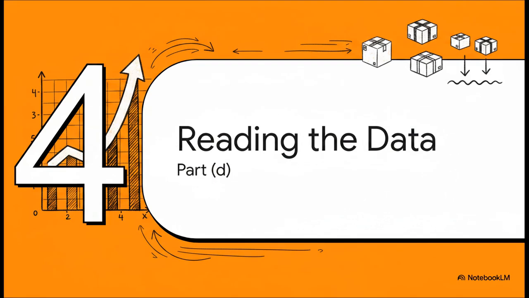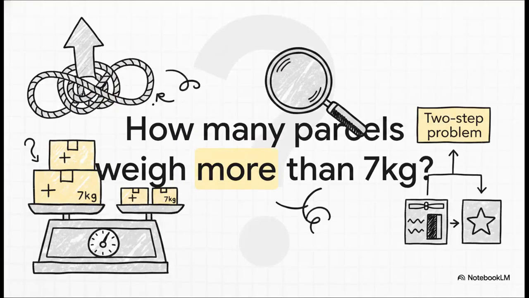The final 2 marks, part D. We're going to use our graph one more time to answer a question. Now you've got to read this one carefully. It's a classic trick question. See that word, more? Not less than, more than. That's our cue that this is a 2-step job.